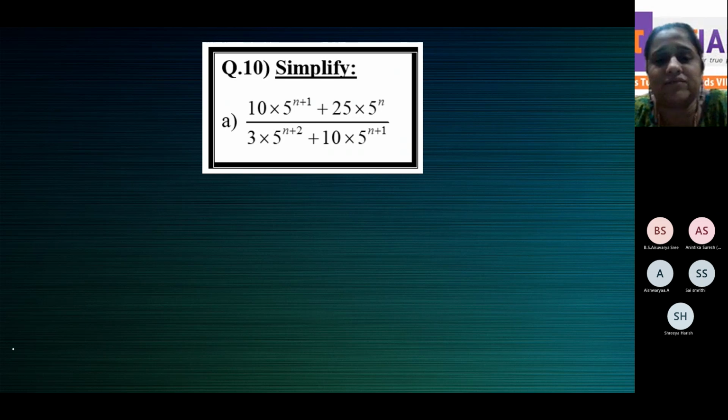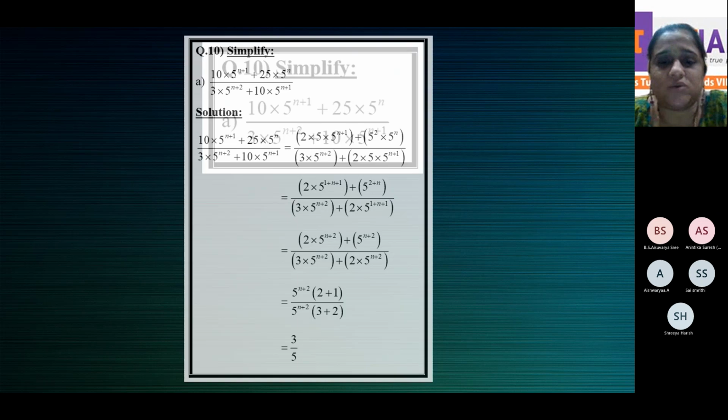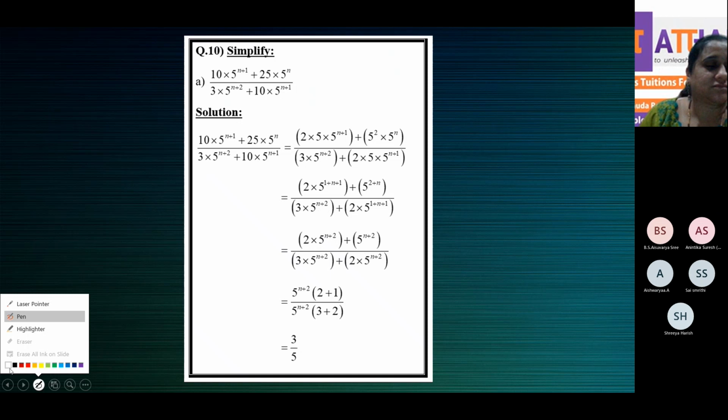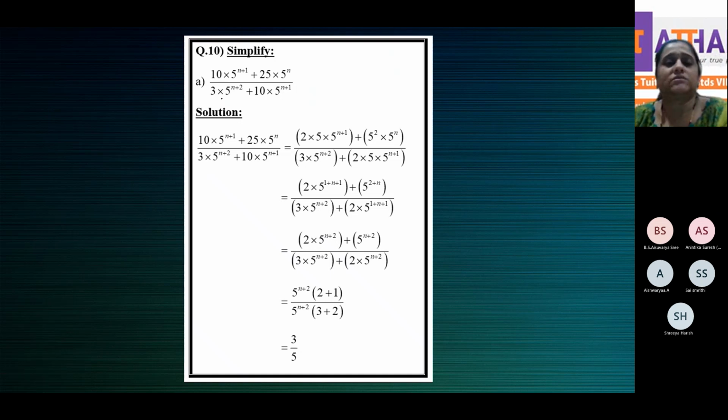So how do we solve this? Simplify again. All right? Don't write down, children. First listen. Don't write down anything. Okay. Can you see 10? I've written it as 2 into 5. And then this 5 to the power n plus 1 as it is. And here I've written 25 as 5 squared, that is 5 into 5. See, 10 you cannot write as a power of anything. So you have to write it as 2 into 5.